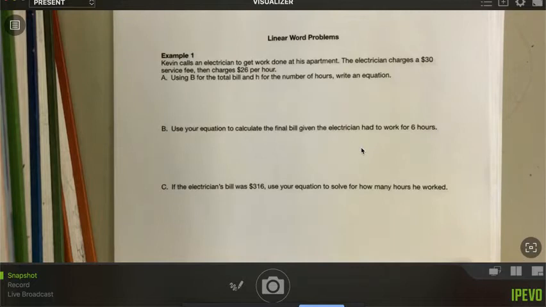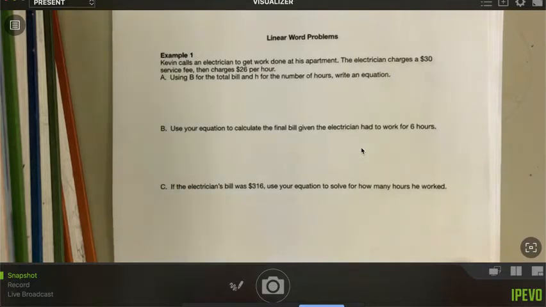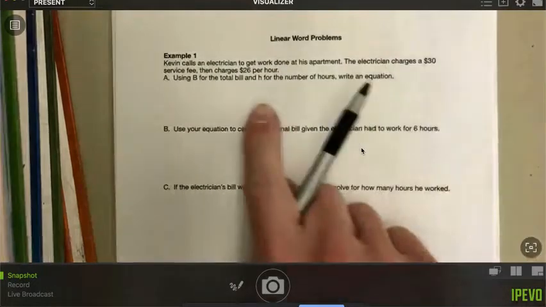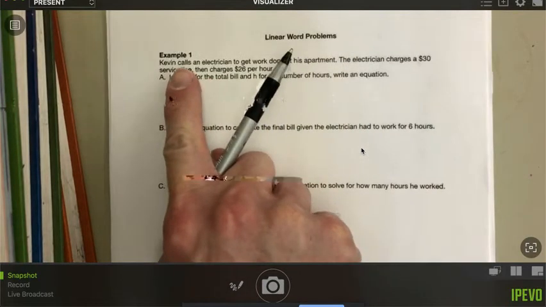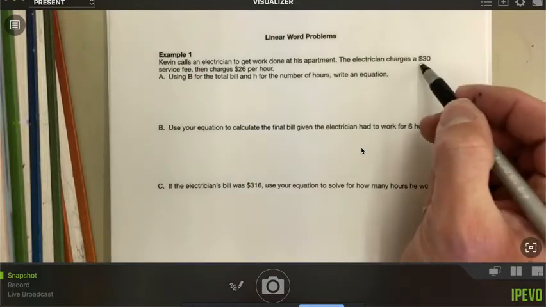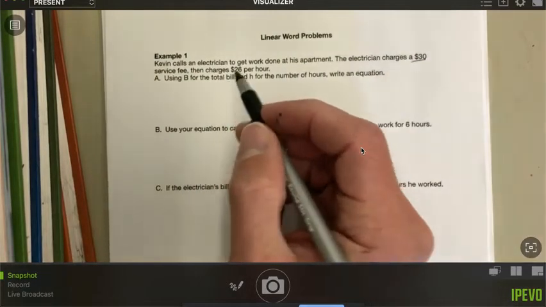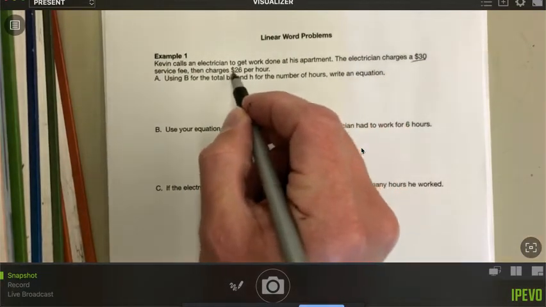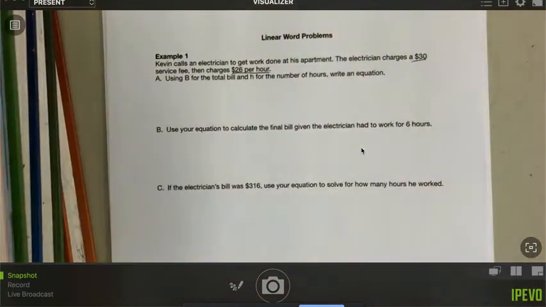Today I'm just going to keep it brief anyway. So we're just going to look at a couple sets of word problems. In this case, we're going to look at the most basic one where I give you a rate: $30 as a service fee and $26 per hour. The key is to identify what is changing and what is not.